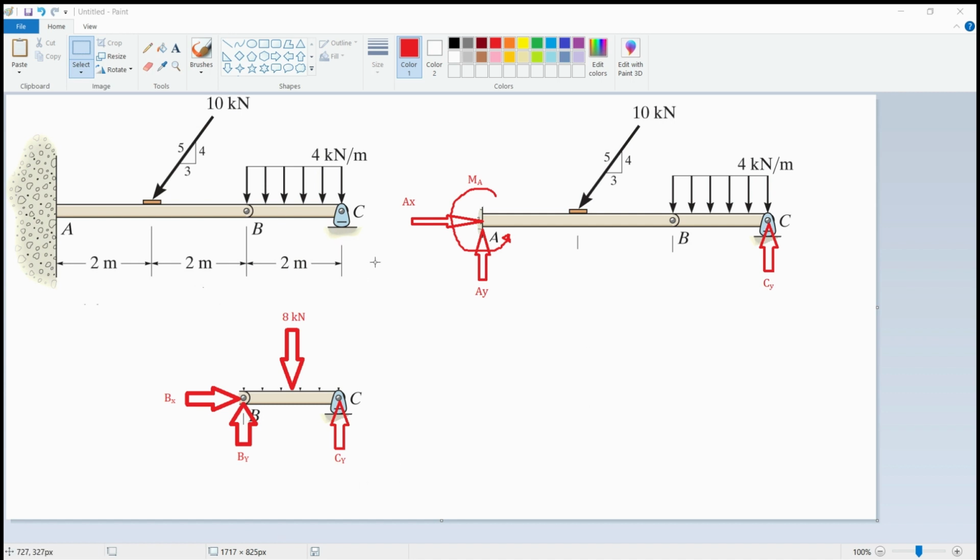I do like Paint for being able to cleanly separate my free body diagrams. I hope that helps.